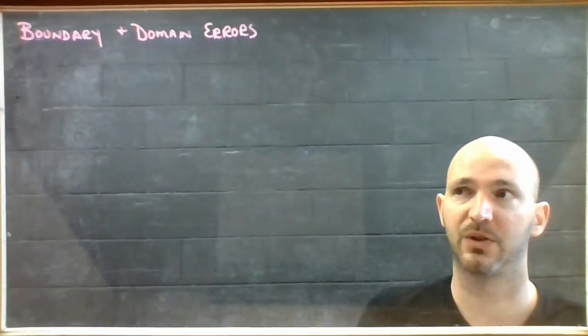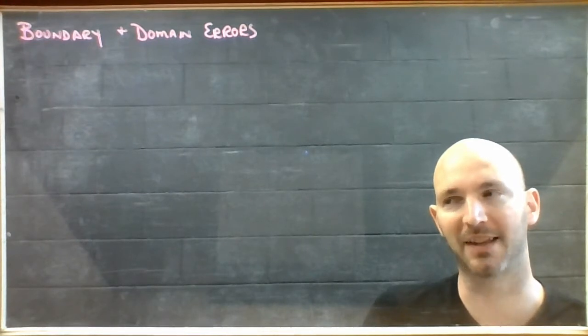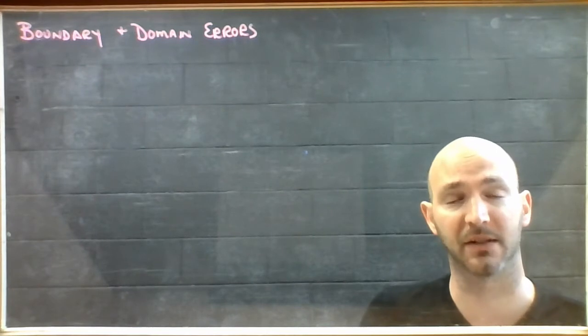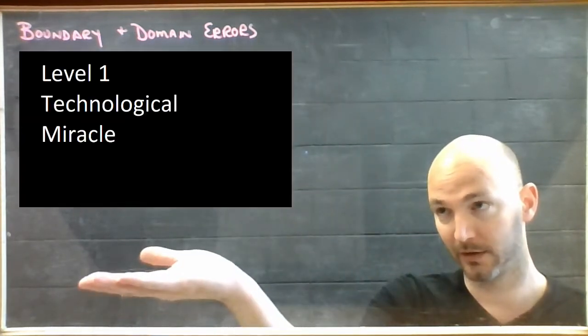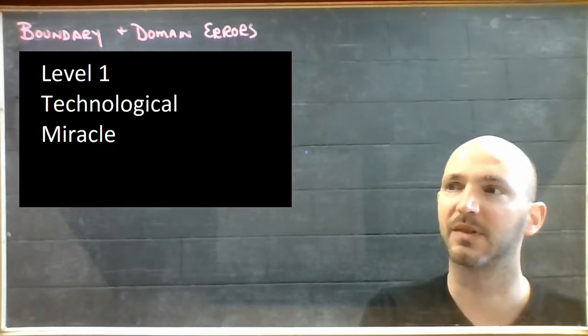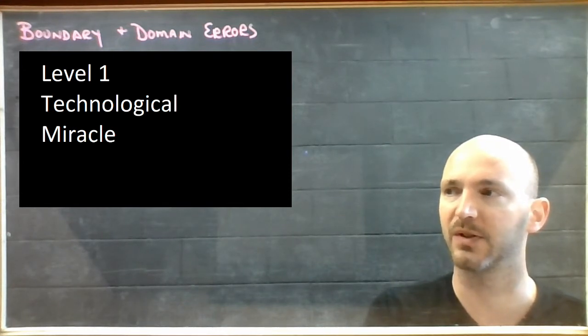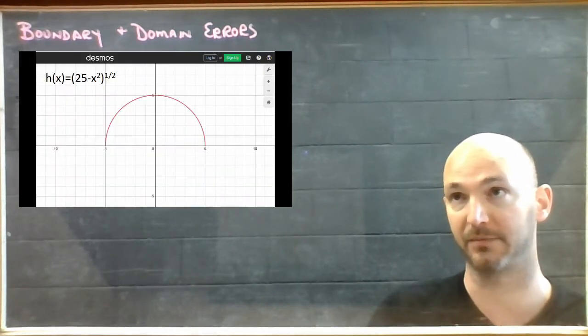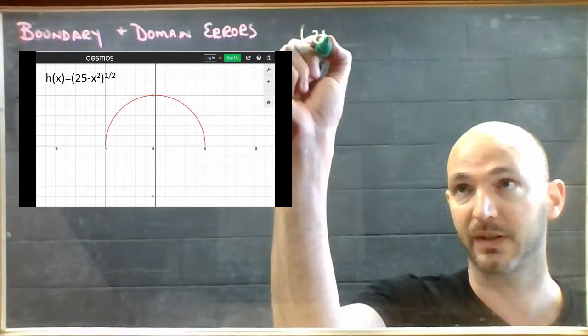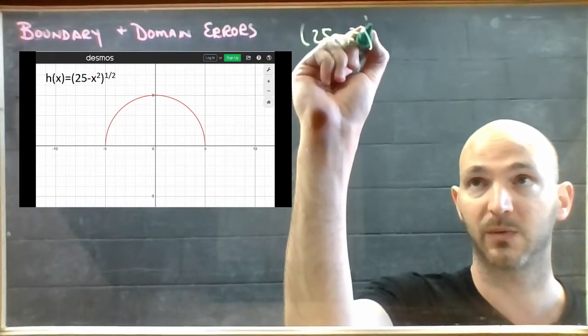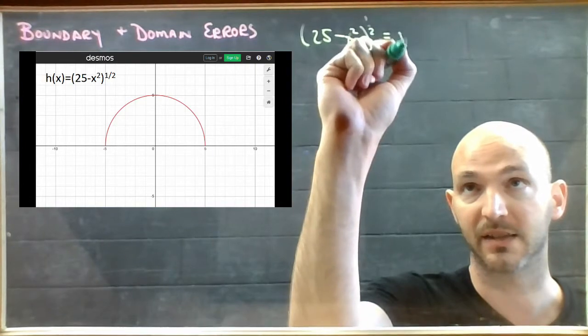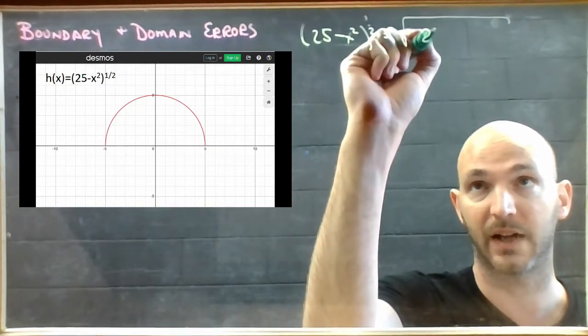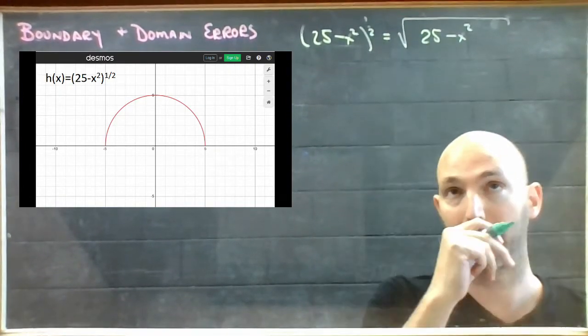So in order to try and illustrate to you exactly what all of these things look like when you render them, I'm going to attempt a level 1 technological miracle. So there it is. So if I were to pop up the first function I've got on there, the square root of 25 minus x squared, that's what that says. Let me just write that down for you. 25 minus x squared to the exponent 1/2 is the same as the square root of 25 minus x squared.